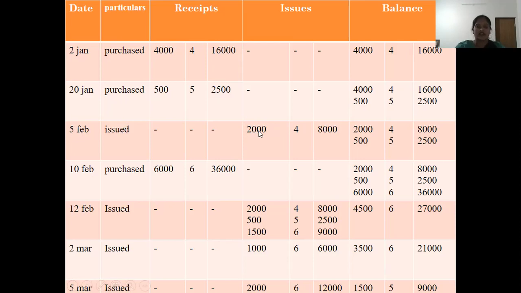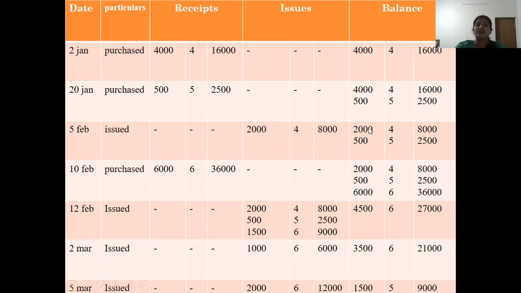See, the name itself indicates first in, first out. In our balance we already had the first lot. How much do we have? 4,000 we have. From the first lot of 4,000, 2,000 units are issued to the production department. The cost per unit is 4; that is the rate you need to take directly. So 2,000 into 4 is 8,000.